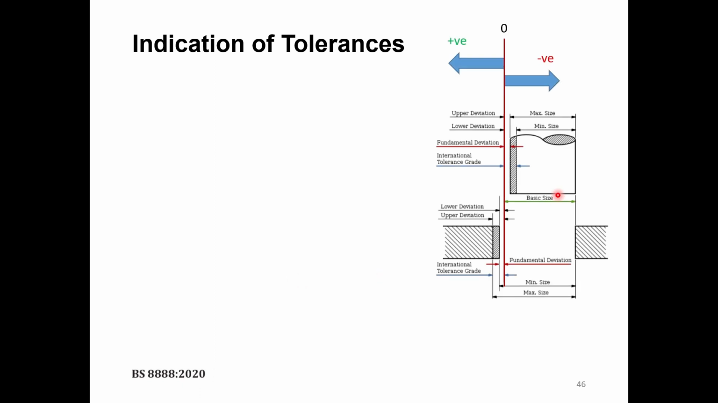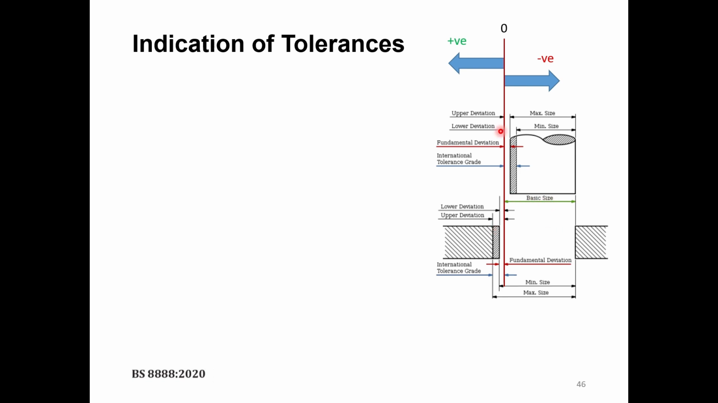Let's start with this nice picture, where you see a shaft at the top and a hole at the bottom. This is the starting point. And then we have what's called the basic size. When we say, for example, the diameter of the shaft is 50 millimeters, or the diameter of the hole is 50 millimeters, this is the basic size without considering any tolerances. This is the size that we start with.